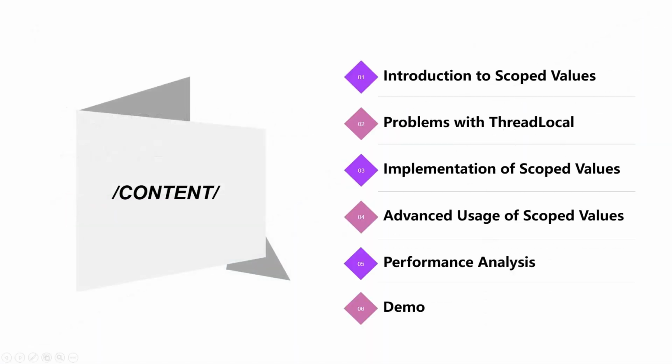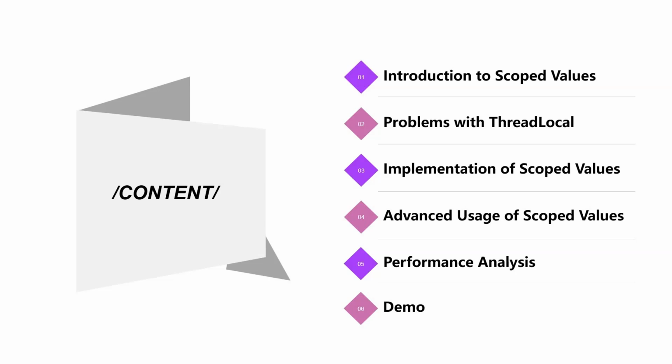Before going into the detail of scope values, let's understand what I am going to cover in this tutorial. First of all, we will talk about what scope values are. Then, what problems we faced while using ThreadLocal. Before Java 24, scope values were not introduced, so at that time we mostly used ThreadLocal. We will also talk about the problems we faced using it.